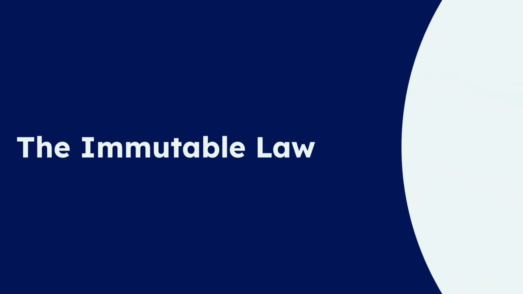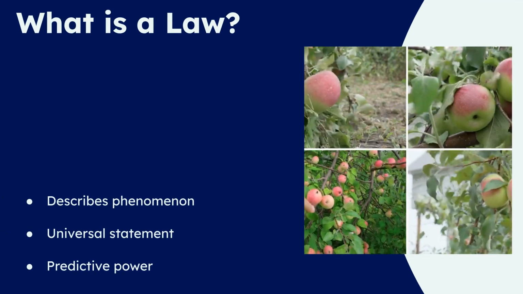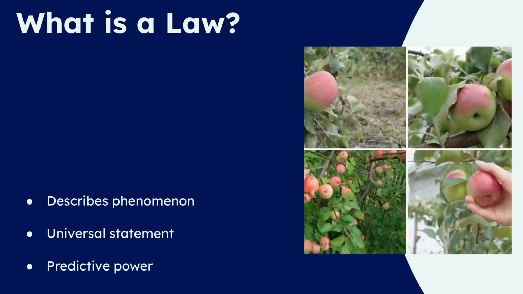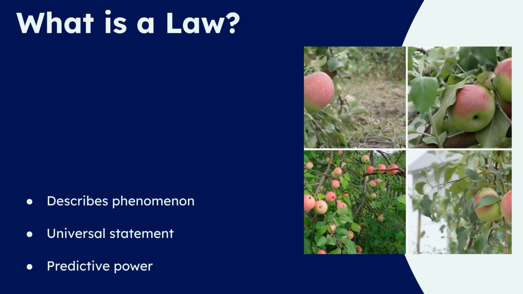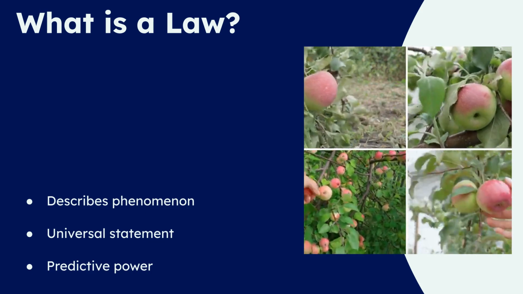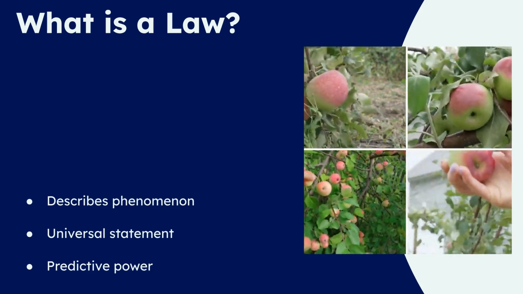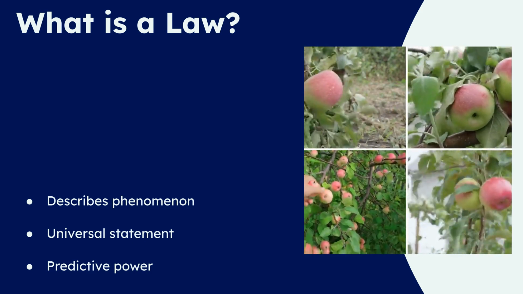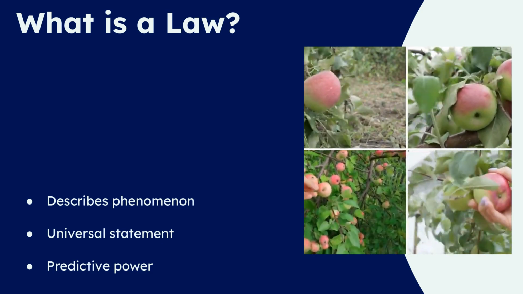Finally, we arrive at the scientific law. A scientific law is a statement that describes an observable phenomenon in the natural world. It often expresses a relationship between two or more things that is consistently observed. Laws don't explain why something happens, but that it happens.